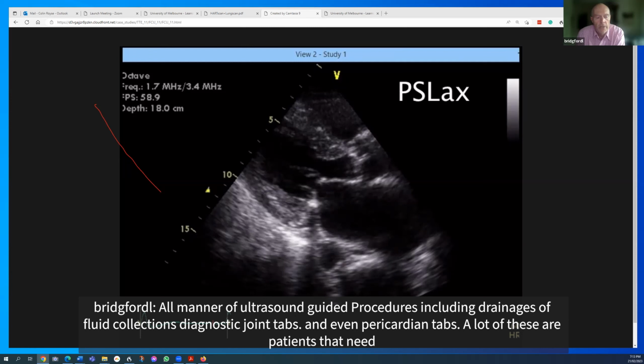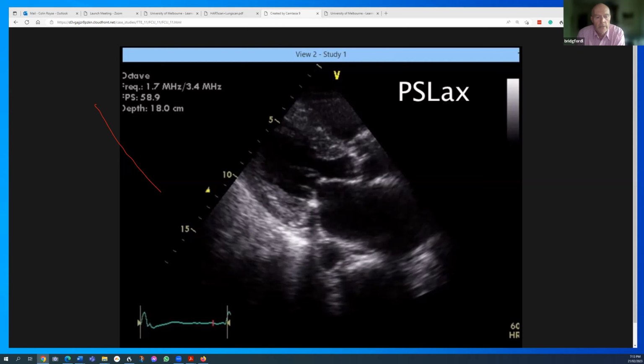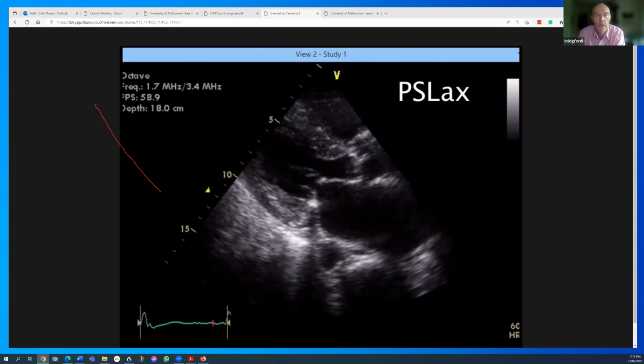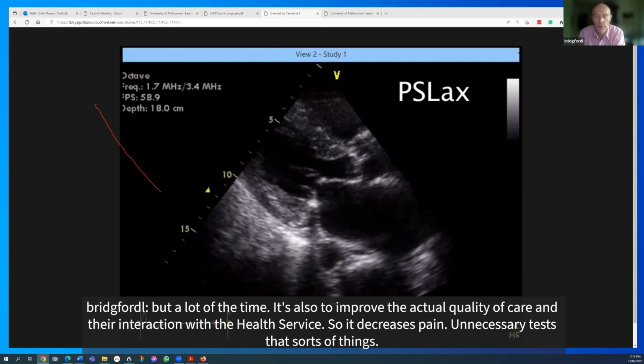A lot of these are patients that need a diagnosis to improve their patient flow. That's a big deal in emergency medicine now. It's not just about how accurate we are in being able to know what's going on. It's about actually helping people move through the chaos of the current state of the health systems. But a lot of the time it's also to improve their actual quality of care and their interaction with the health service, so as it decreases pain, unnecessary tests, those sorts of things.